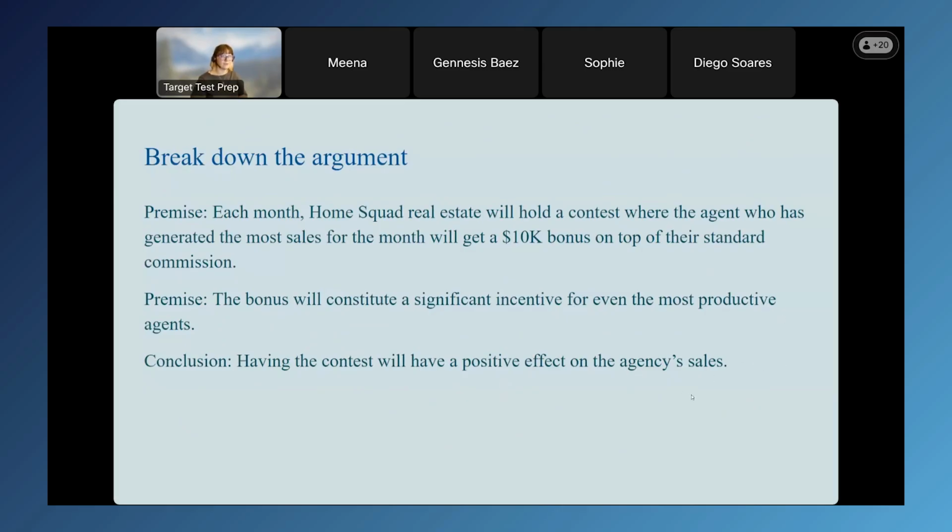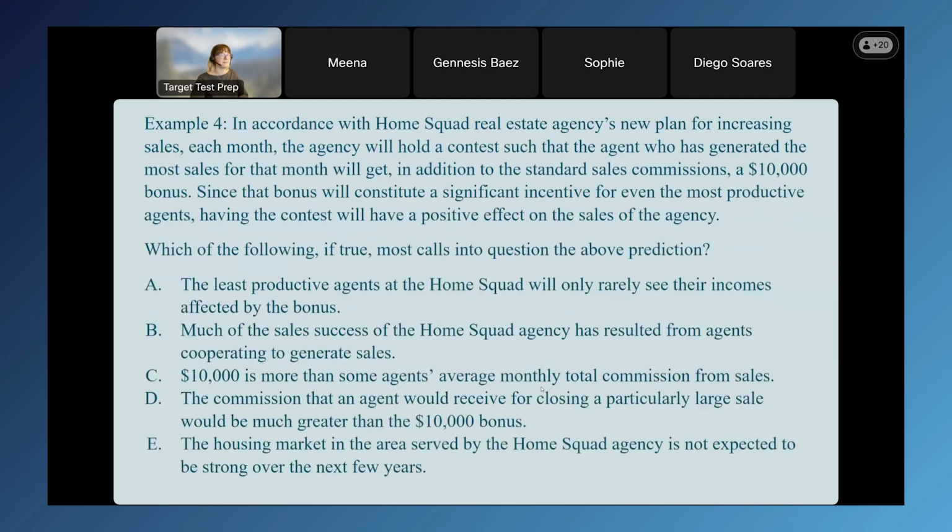Notice how this is different from the previous conclusion about doubling revenue. This is just saying a positive effect, any positive effect, $1 more, still meets the criteria of this conclusion. So it's much softer, I would say, as far as what it is asking for to be true.